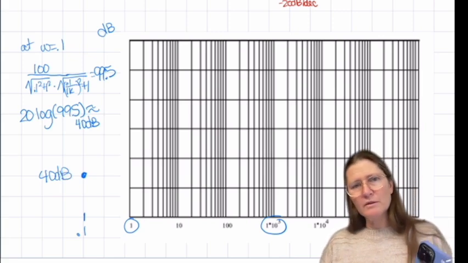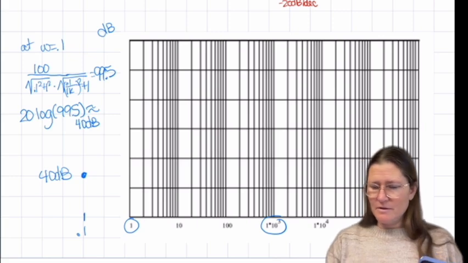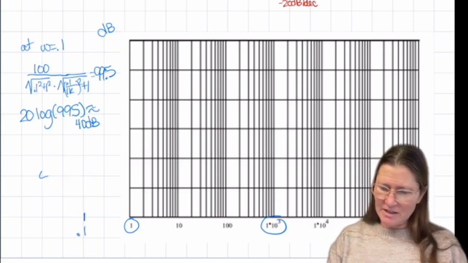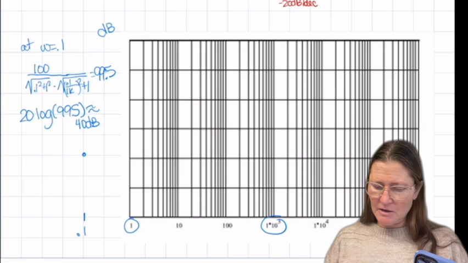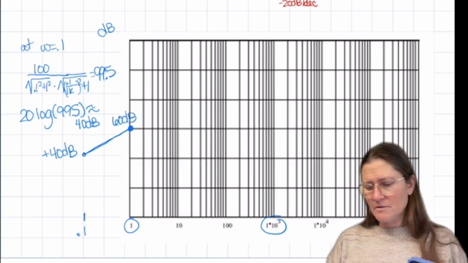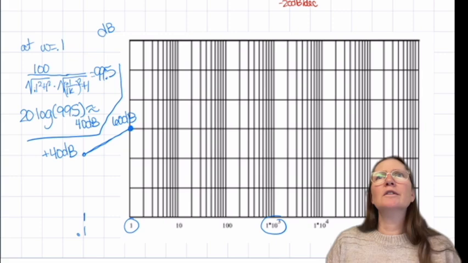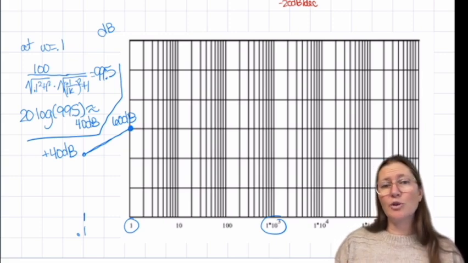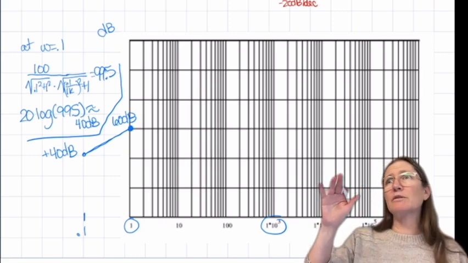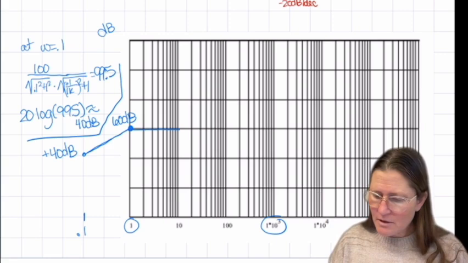What value will it be at 1? Actually, I'm going to move this up. Thank you, 60, correct? So you just add 1 decade. So here at 1, it will be 60. And then what happens at 1? Okay, so we drop by 20, but we've been increasing by 20, right? So what happens? Correct, it's going to go flat. And then there won't be a change until we reach the next one.